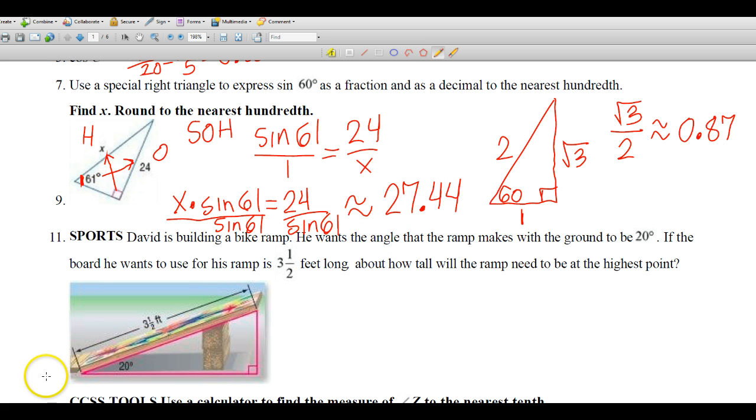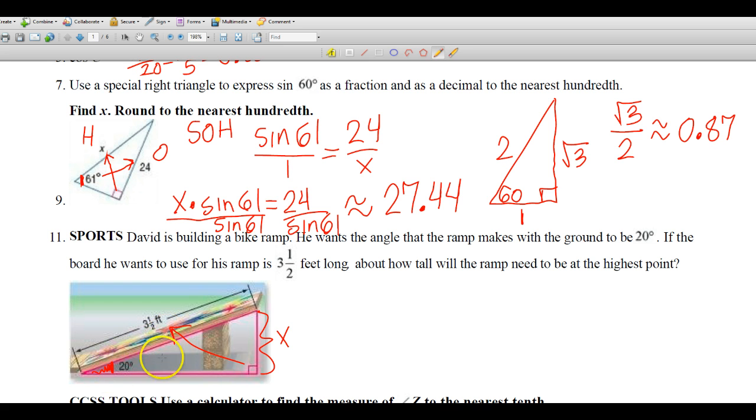And number 11, David is building a bike ramp. He wants the angle that the ramp makes with the ground to be 20 degrees. If the board he wants to use for his ramp is 3.5 feet long, about how tall will the ramp need to be at the highest point? So we have our 20 degree angle, and we have 3.5, which is the hypotenuse across from the right angle, and we want to find how tall it will be. So we want to find this side right here. So we'll call that x.